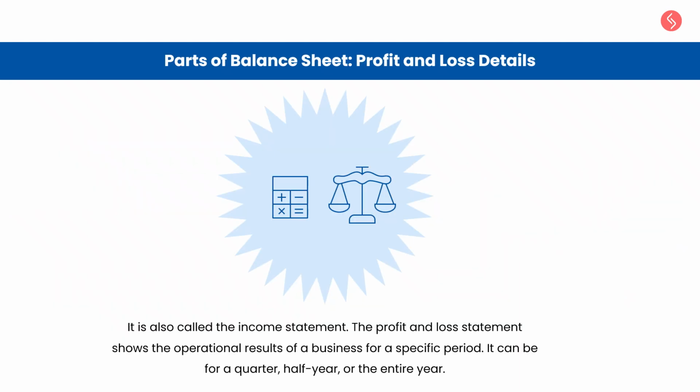Profit and loss details. It is also called the income statement. The profit and loss statement shows the operational results of a business for a specific period. It can be for a quarter, half year, or the entire year.